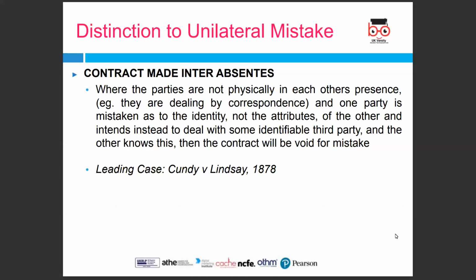So, a distinction within unilateral mistake. Contract made inter absentes, where the parties are not physically in each other's presence, so they are dealing by correspondence, and one party is mistaken as to the identity, not the attributes, of the other party, and intends to deal with some identifiable third party, and the other knows this, then the contract will be void by mistake, as in the case of Cundy and Lindsay.